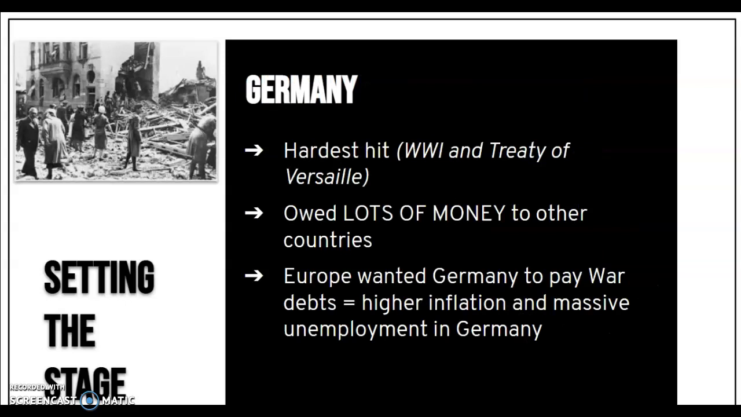Of all those nations and continents, Germany was hit the worst because of World War I and the response to the Treaty of Versailles. Germany owed lots of money to other countries, and many other nations wanted Germany to pay those war debts back. This led to extremely high inflation and massive unemployment in Germany.